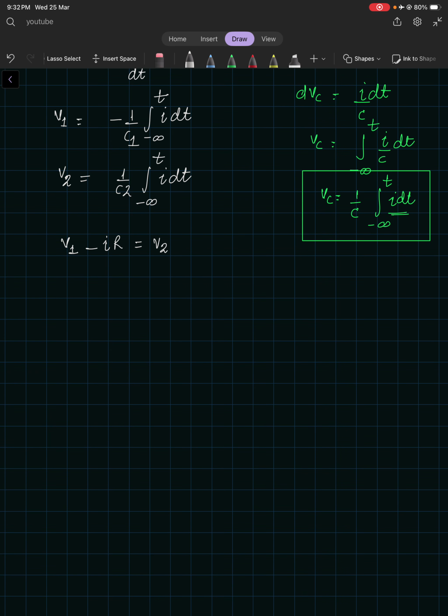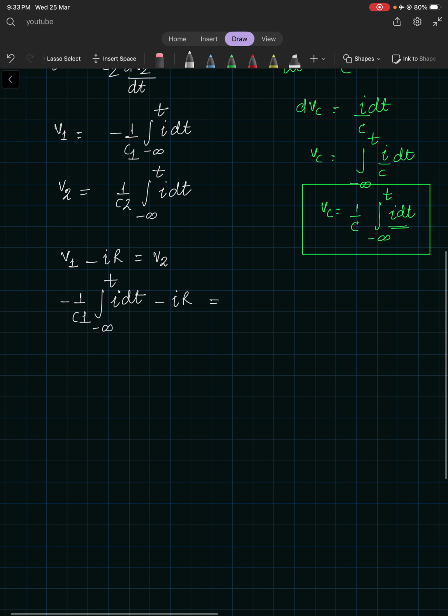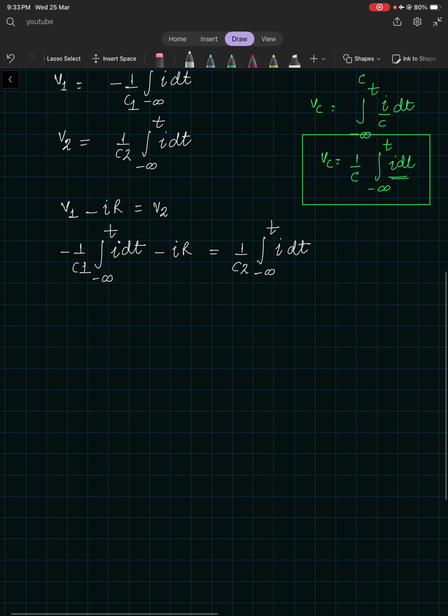So what is V1? Minus 1 by C1, integral from minus infinity to t of I dt, minus IR is equal to, what is V2? 1 by C2, integral from minus infinity to t of I dt. Okay, so there is a whole integration term.